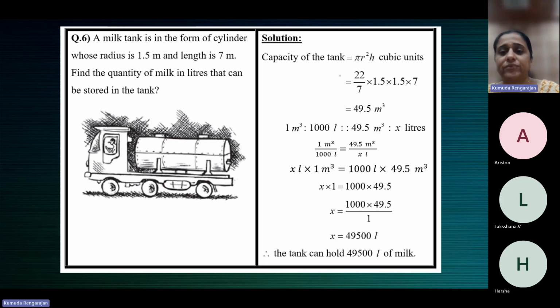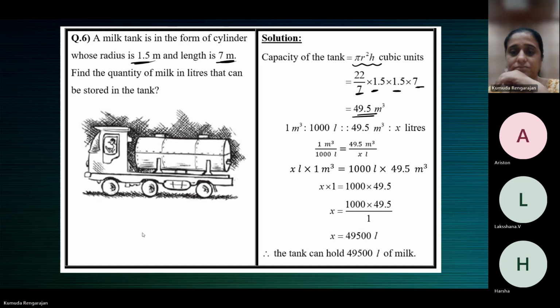So you can see here, capacity of the tank is pi r square h, pi into 1.5 into 1.5 into h 7. So that works out to 49.5 meter cubed. Finished. Actually, we found the answer. The capacity of the tank is 49.5 meter cubed. But they don't want the capacity in meter cubed. They want you to find the capacity in liters. So that means you should convert this meter cubed to liters.